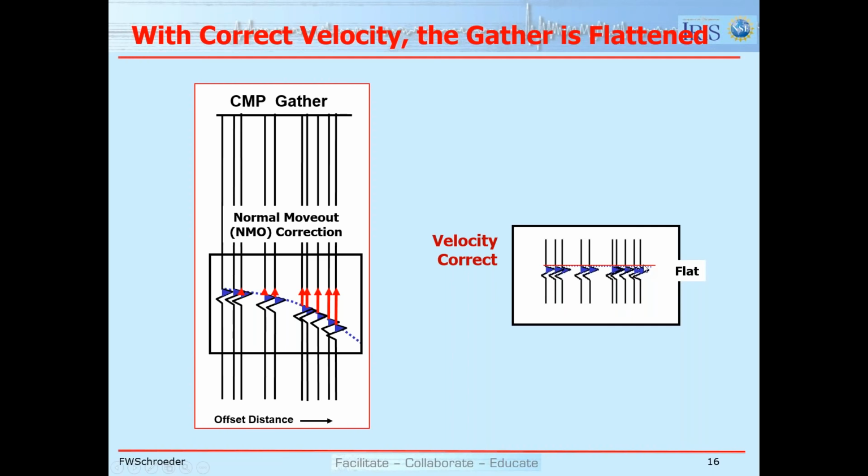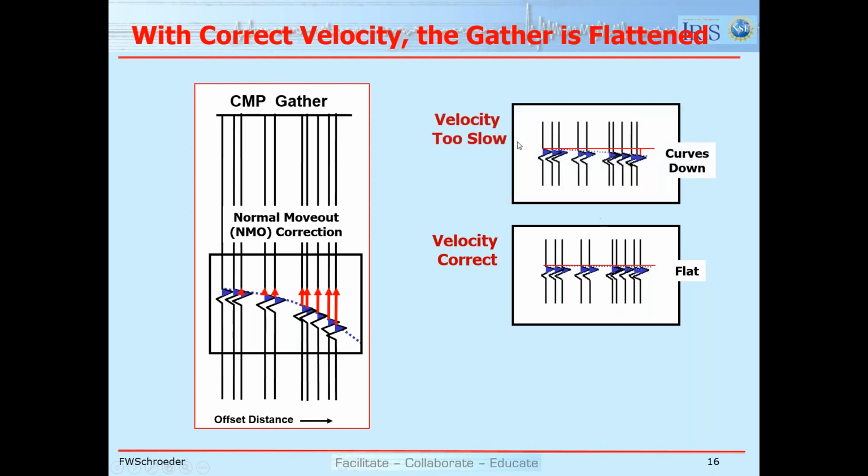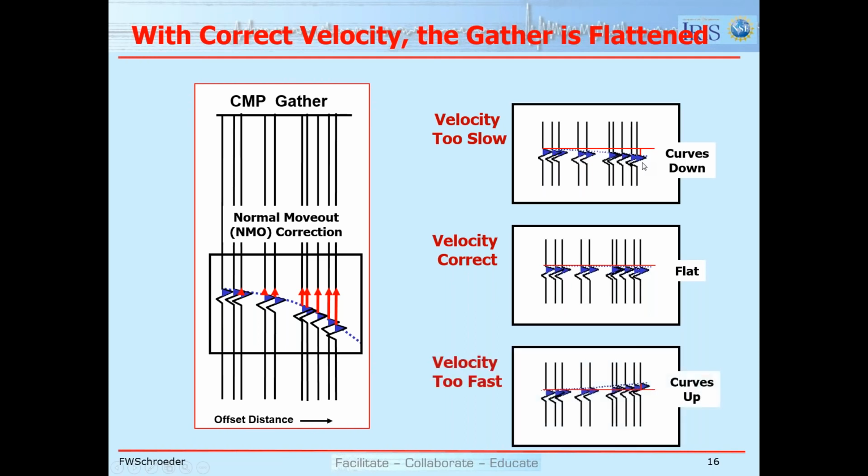If our velocity is not correct, and let's say the velocity is a little too slow compared to what it is in the Earth, then we won't correct that hyperbola enough, and we will see a little bit of a downward bow to the reflectors. And alternatively, if the velocity is a little too fast, we overcorrect it, and instead of flattening the gathers, the reflectors will curve up a little bit.